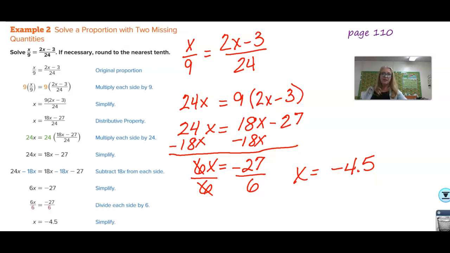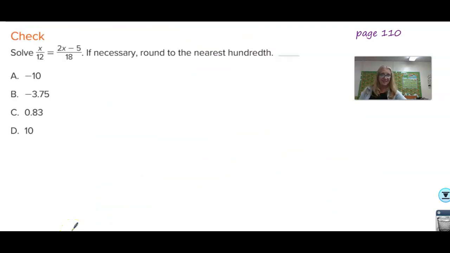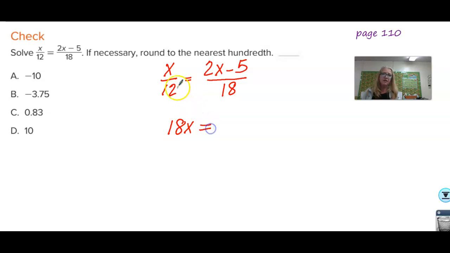This is so fun. Let's try a check. How about that? Okay, so we have x over 12 equals 2x minus 5 over 18. Now, we cross multiply. The x gets multiplied with the 18, and that gives us 18x. On the other side, we're going to multiply 12 times 2x minus 5.